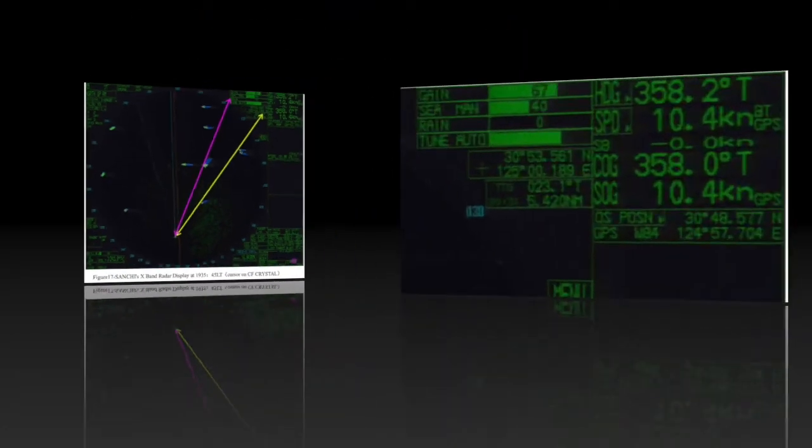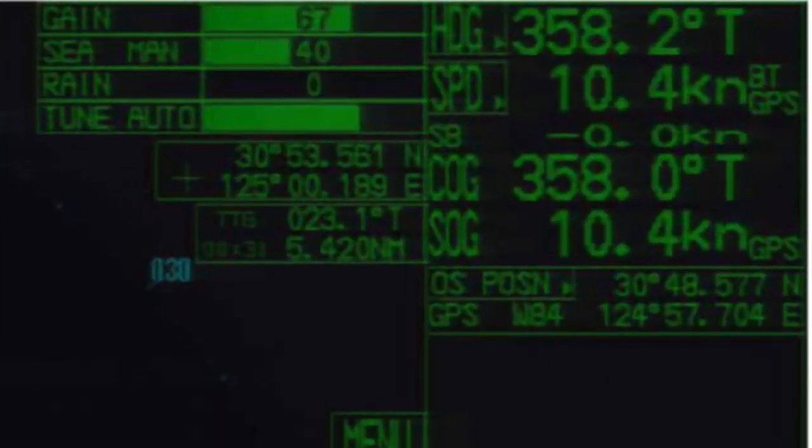We can check on his radar setting. This is Sanchi's radar setting. We can see from the upper left, the gain is set to 67, not so strong. But the sea clutter is manually set to 40%. So maybe this is reducing the target strength.